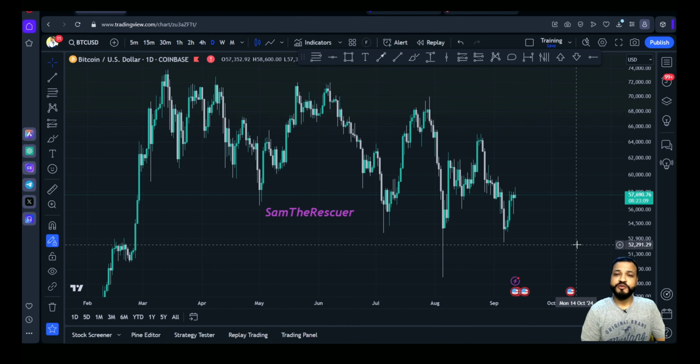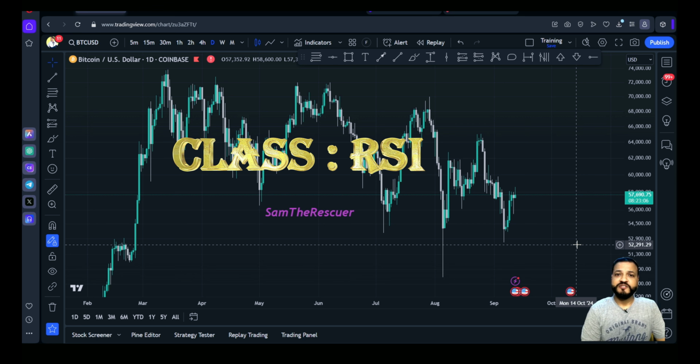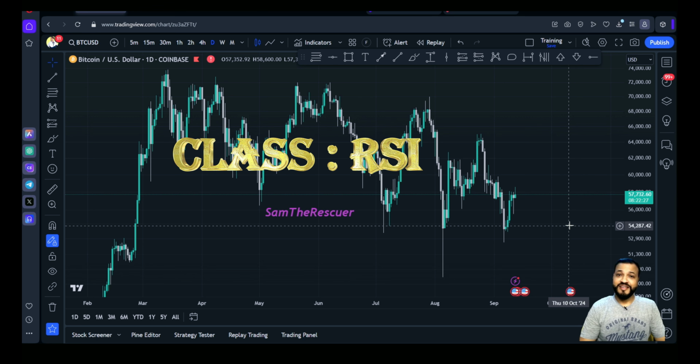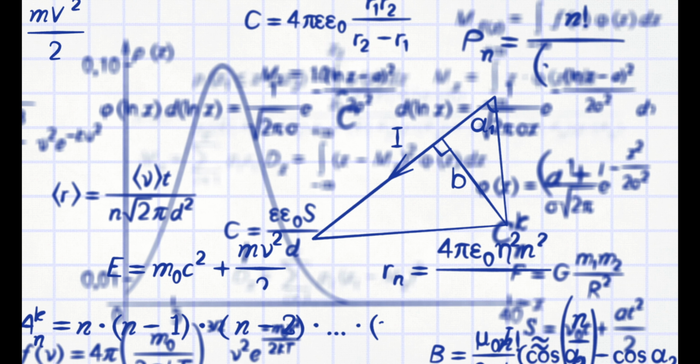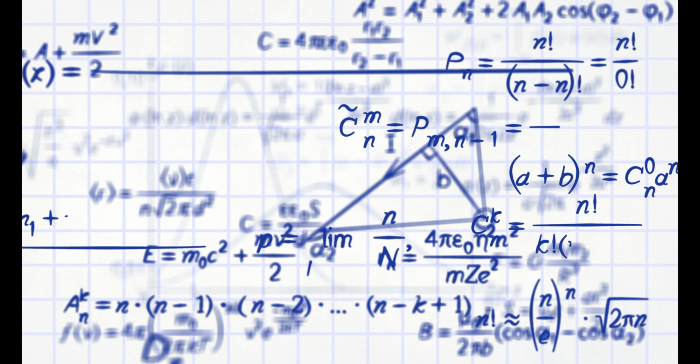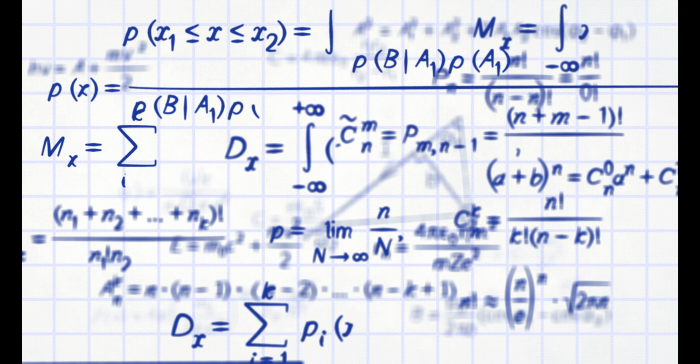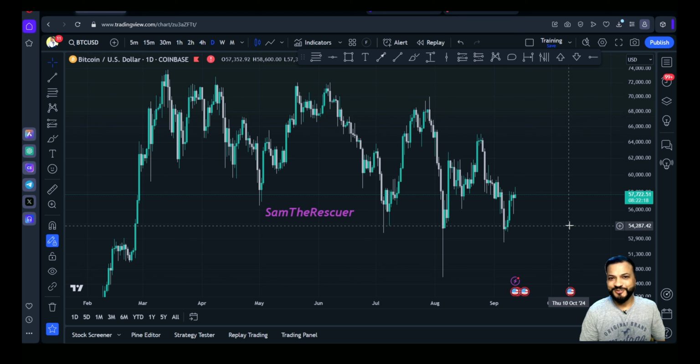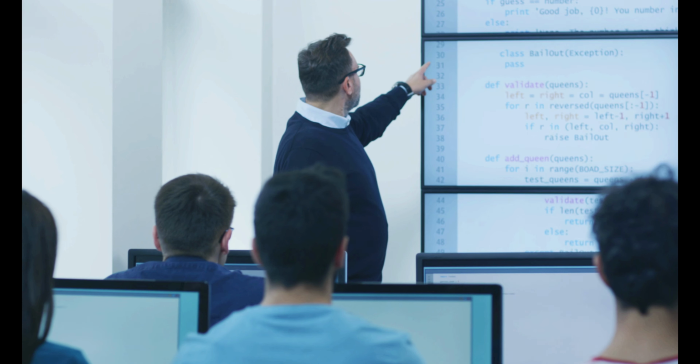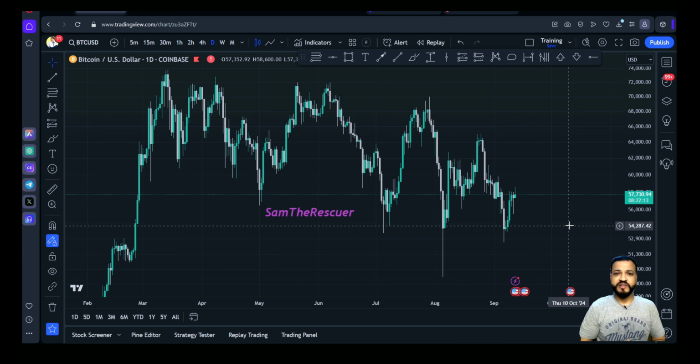And today we're going to talk about RSI. RSI stands for Relative Strength Index. And if you want to know the formula, then it's 100 minus 100 divided by 1 plus the average gain during a period, and so on. You don't need to know this, I'm sure. So let's not make it a mathematics class. So let's keep it stupid simple.